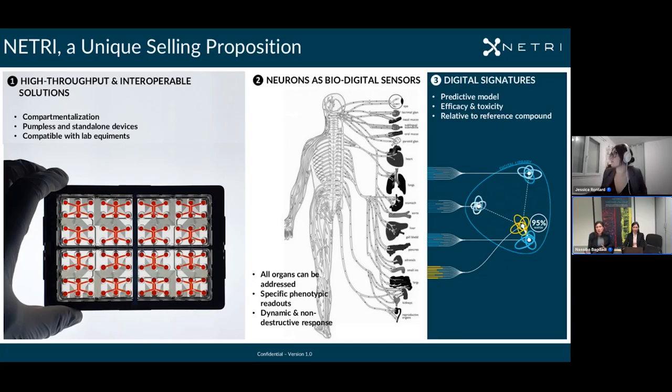So what we propose today is to use this MEA technology to capture electrophysiological signals of neurons and their interconnection. It's what we call digital signatures, which is how neurons react to a certain stimulus or a compound that we want to screen, in comparison to reference compounds that we know have a specific efficacy or a toxicity. In that way, we're able to have predictive models.